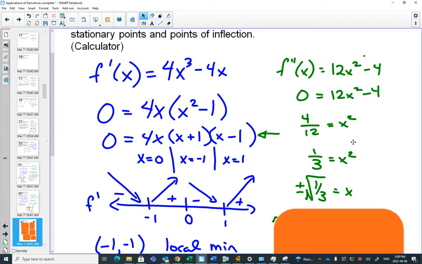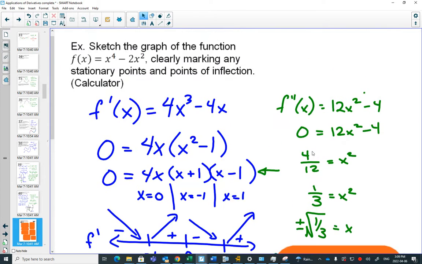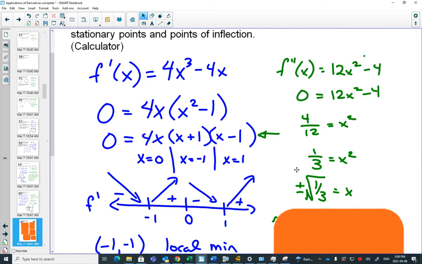You don't need to factor this one. You can just isolate the x squared and square root both sides. And when you square root both sides, you have to remember the plus or minus. So your x coordinates of your inflection points are plus or minus the square root of 1/3. Luckily for us, the mental math is not too bad plugging that into the original equation.